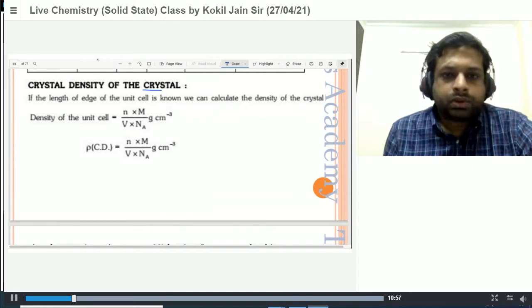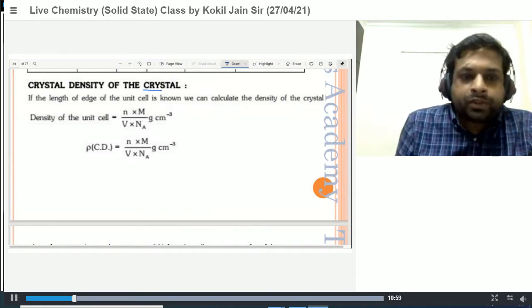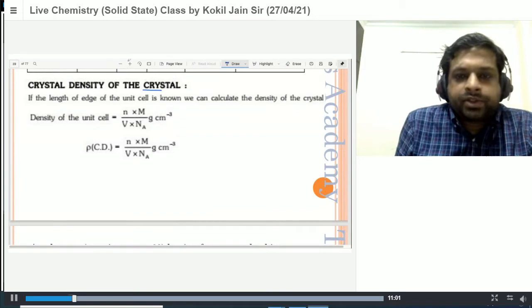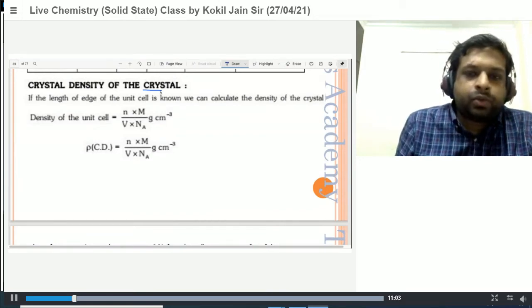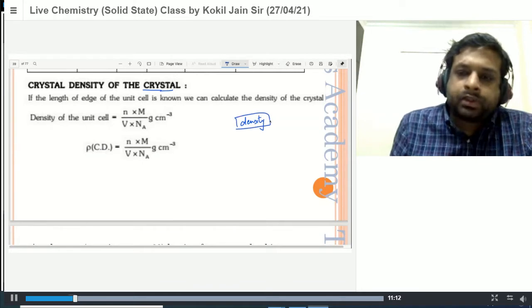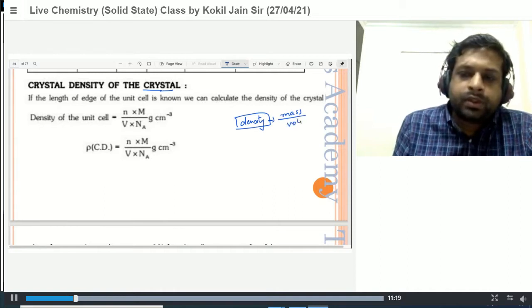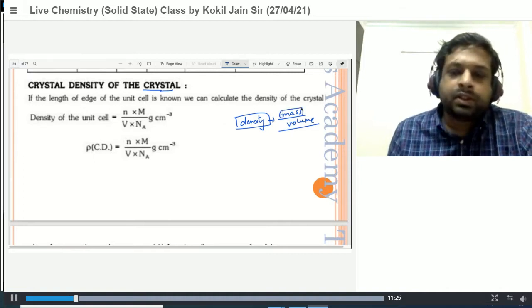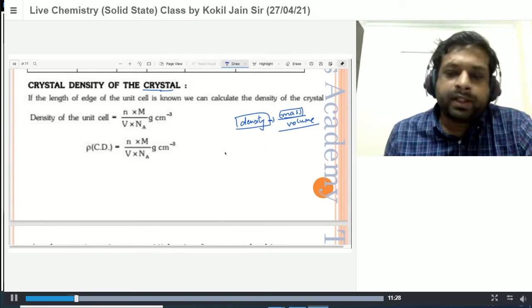So, Anand, let's start here. We are discussing the crystal density of the crystal now. What is the crystal density? What is density? We know it is the overall mass divided by volume. Now we will calculate the mass which is present in this crystal, one by one.